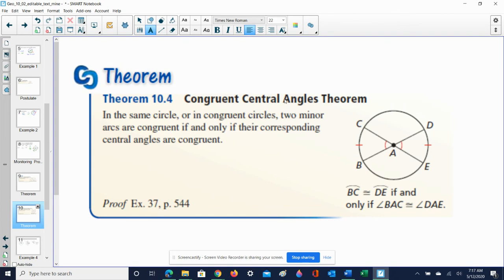Congruent central angles theorem. This is important as well, but mostly for proofs. In the same circle or congruent circles, two minor arcs are congruent only if their central angles are congruent. So if these two angles here are congruent, then the arcs have to be congruent. That's really about proof, and we're not going to be doing much proof.